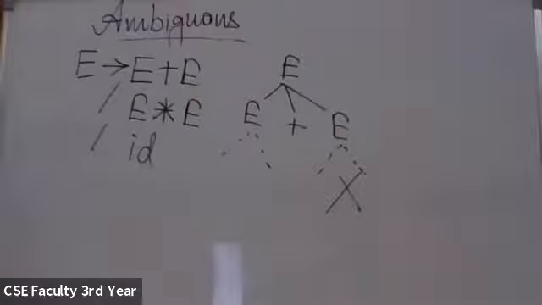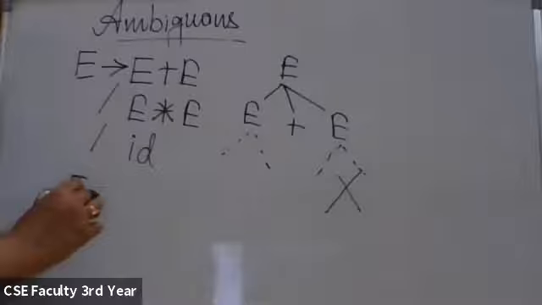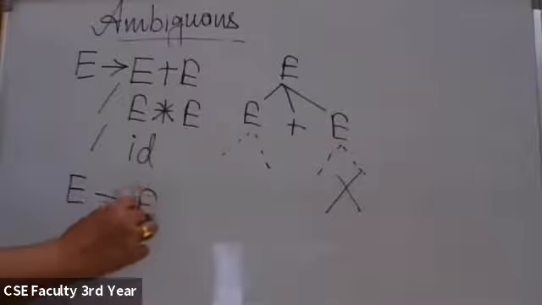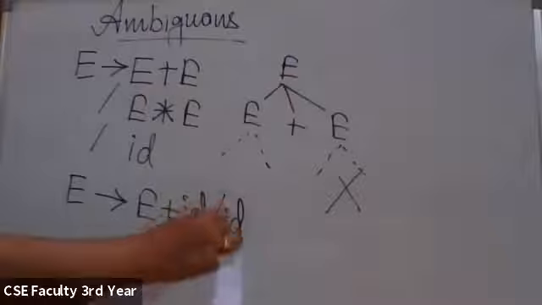Is it clear to you what I said? Yes, ma'am. So we have to block that particular option. And how can we do it? Let us see. What if I write it in this way? E derives E plus ID or ID.